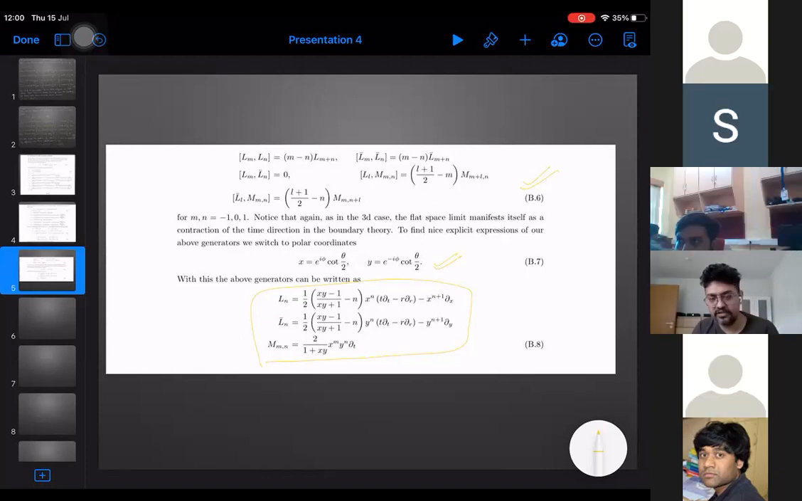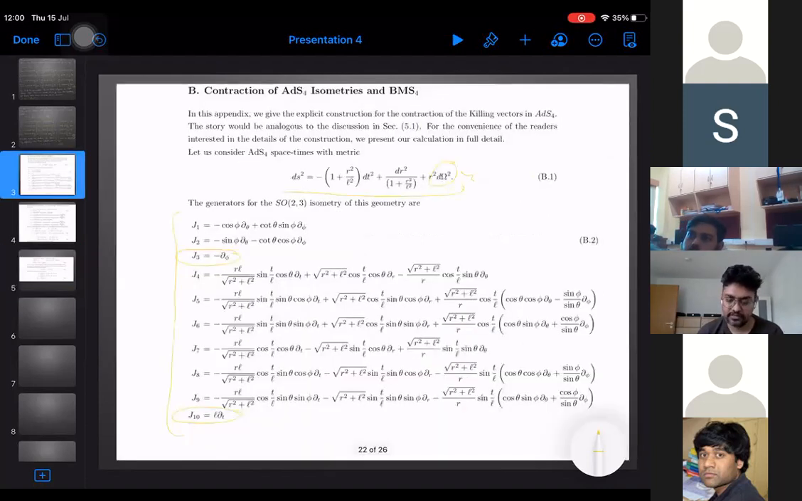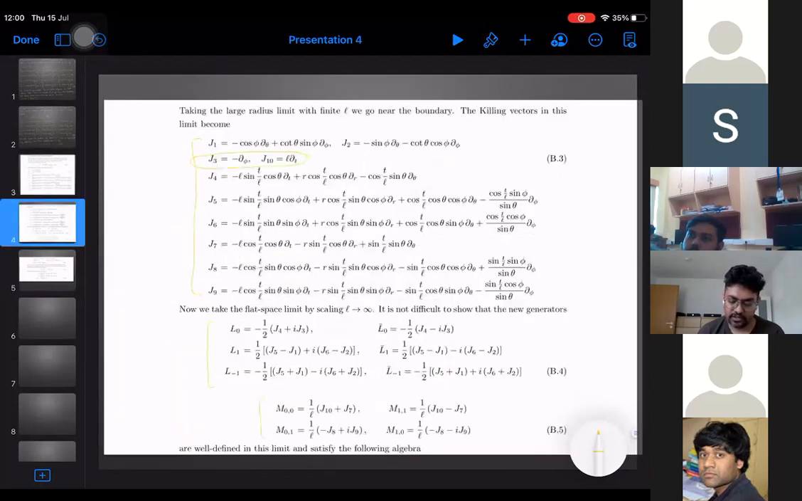Doing the same process, everything. I told you about the BMS3 in more detail, but BMS4 is just do the same thing. You have the generators over here. Take all the limits in between and define your linear combinations. Yeah, sure.